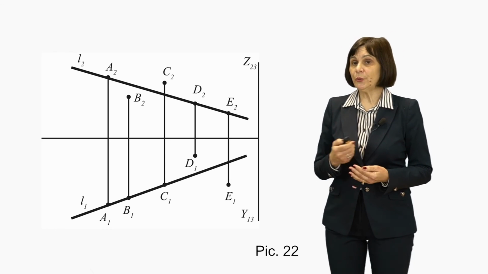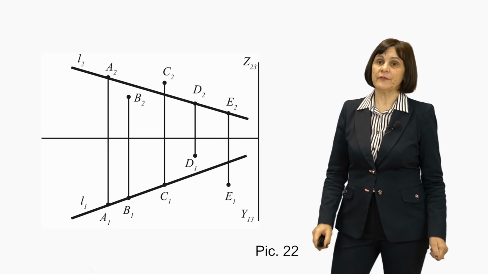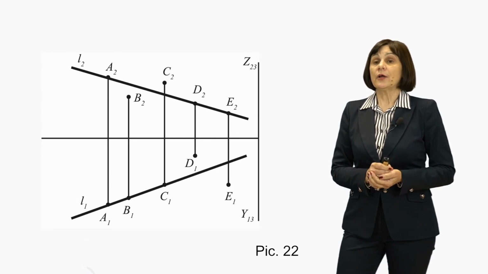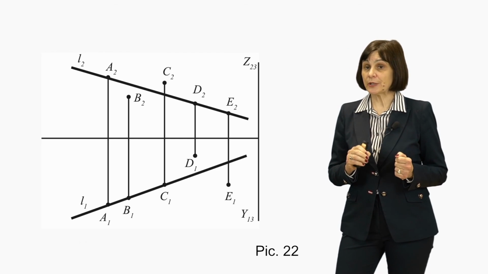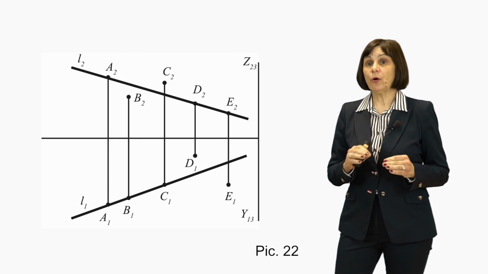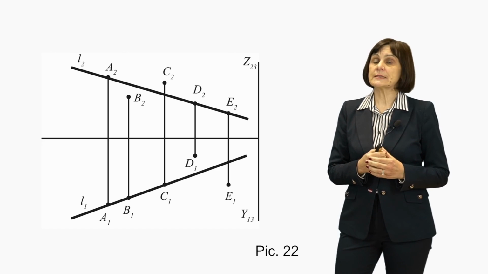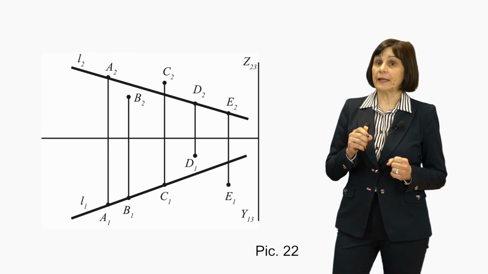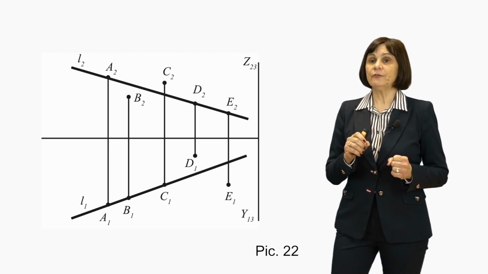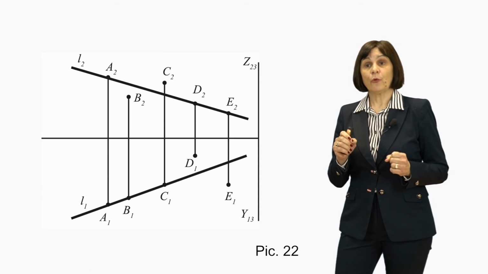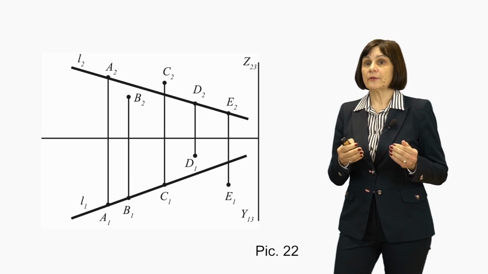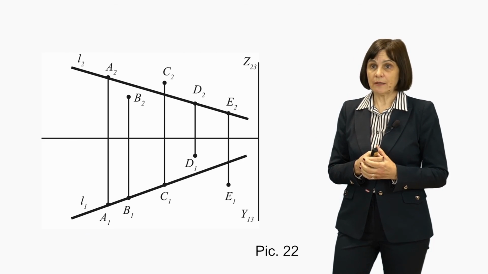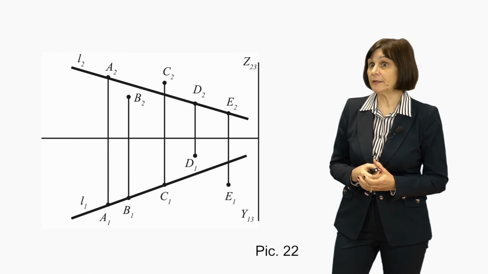So, you can see from this drawing that only when both projections on the frontal and horizontal planes belong to the line, this point is located on the line. If only one projection of the point belongs to the line, this point is not located on this line in space.